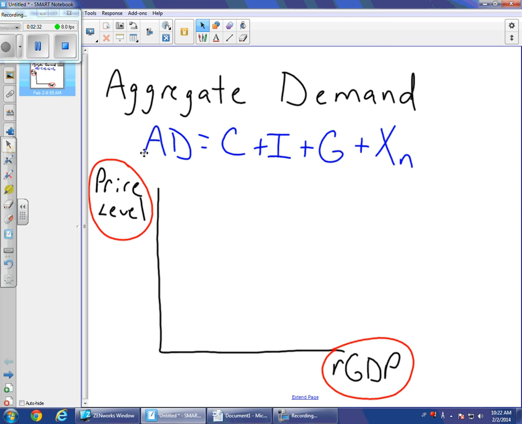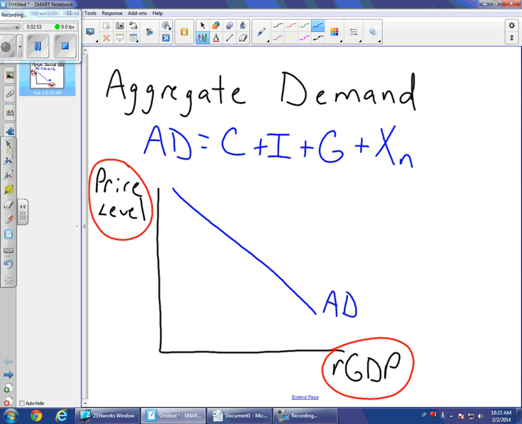The aggregate demand line is itself downward sloping. Which means that as the price level falls, we seek to purchase more output, and when the price level rises, we seek to purchase less.